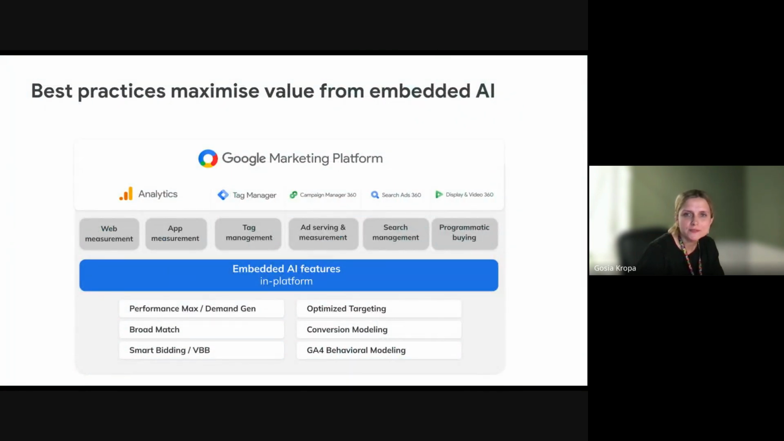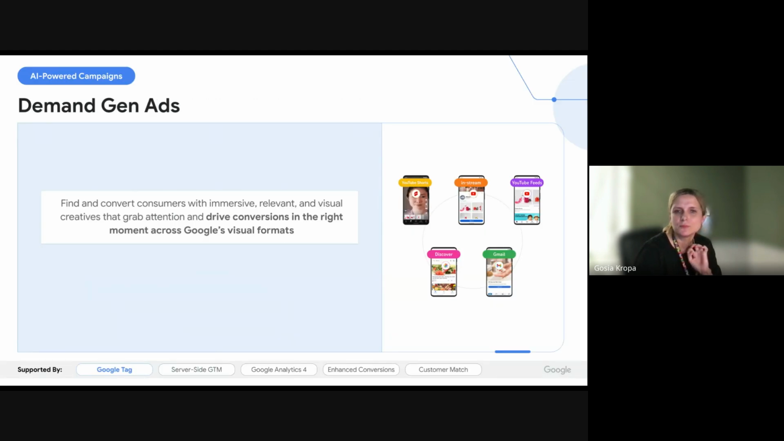And of course, you are familiar with all the features. I got some thumbs up. But let's start with the big one that you probably hear Google talk about a lot, which is demand gen.